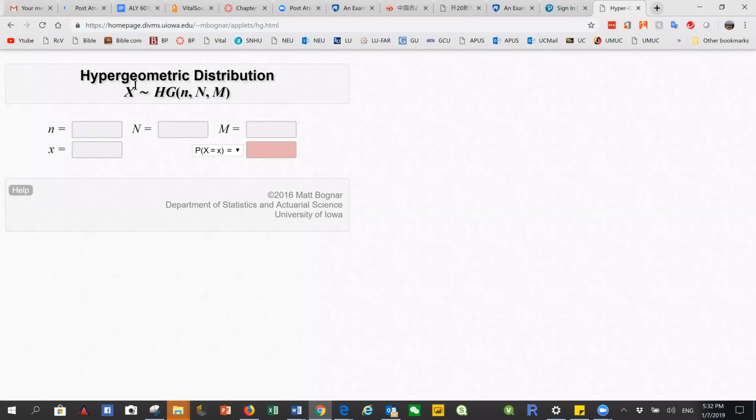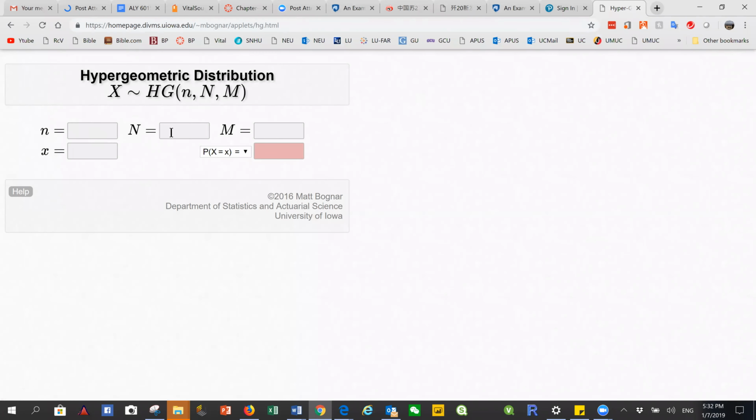Okay, for this one, this is a hypergeometric distribution. Here n stands for the sample size. How many of them? 4. Capital N stands for the population size. How many of them? 15. They use different notation. Capital M is actually K. That means we have 2 bad apples. Wait a minute.